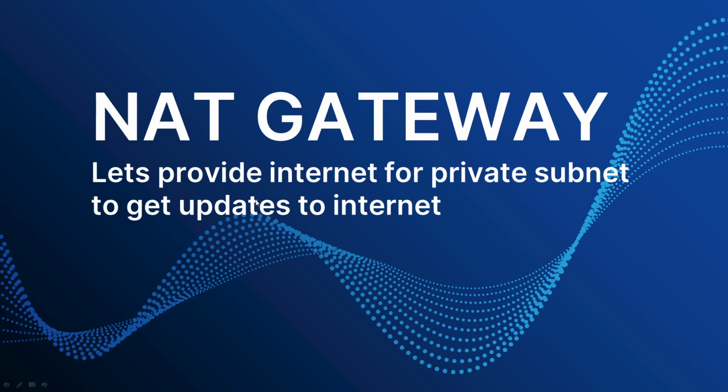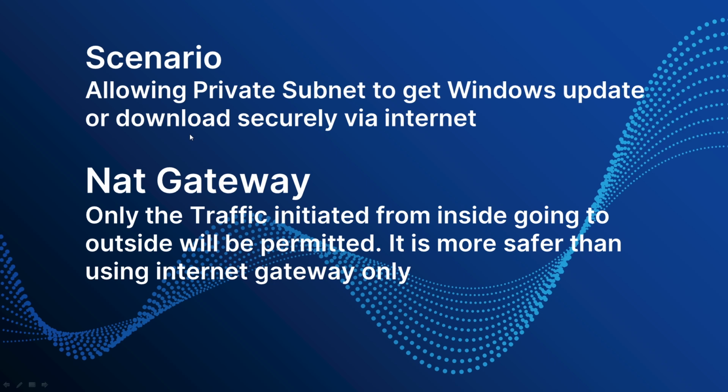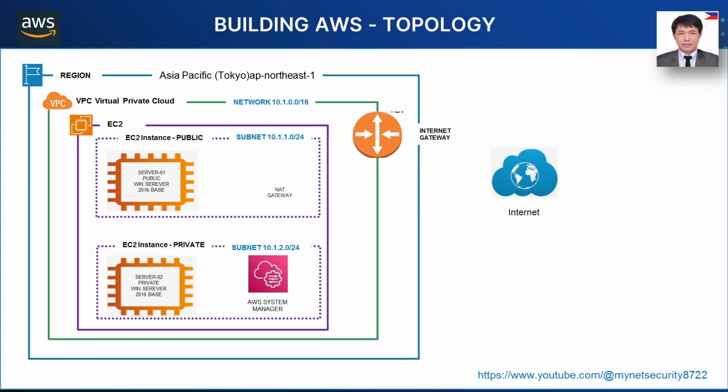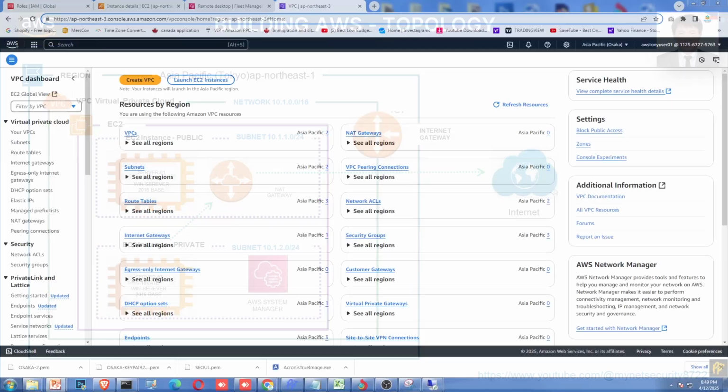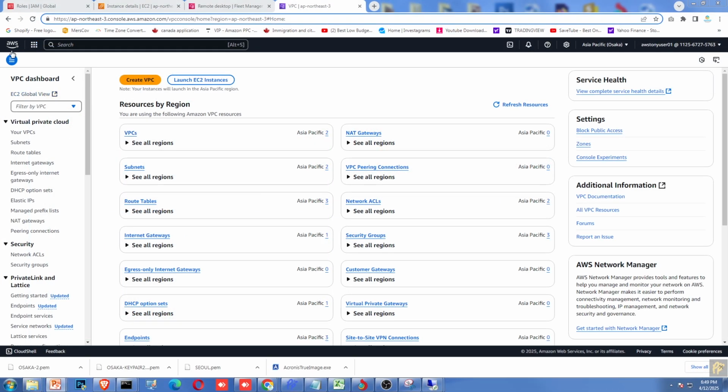Okay, this task is very simple. We need to configure the NAT gateway to provide the internet for the private subnet. So this is the scenario. The NAT gateway only allows traffic initiated from inside going to outside, so this is safer than using only the internet gateway. We will add a NAT gateway on the public subnet, so that from the private server we will be able to communicate to the internet. Okay, let's start from the VPC.